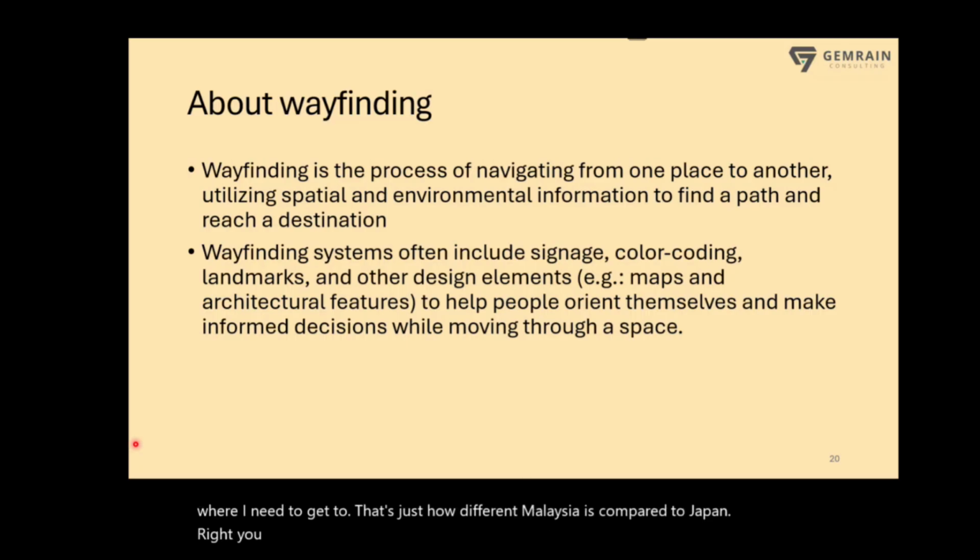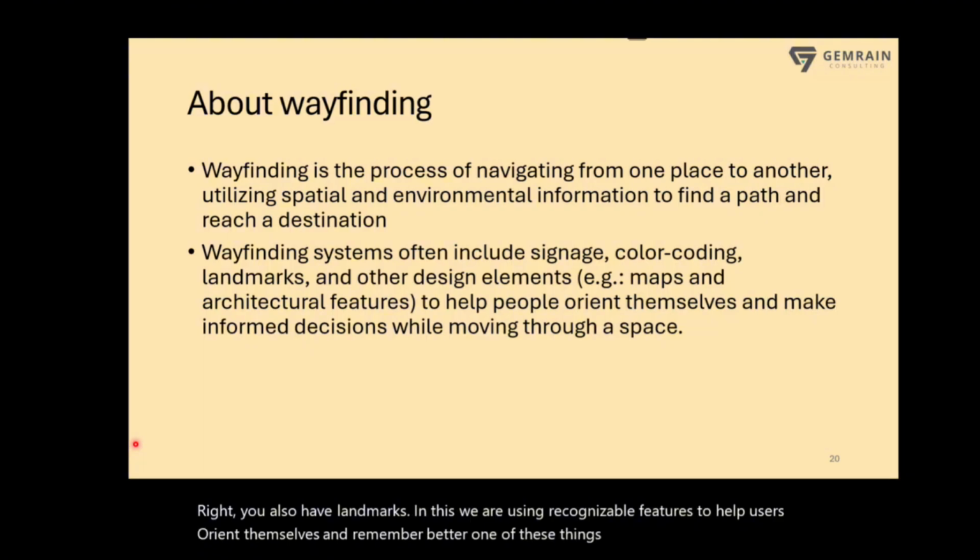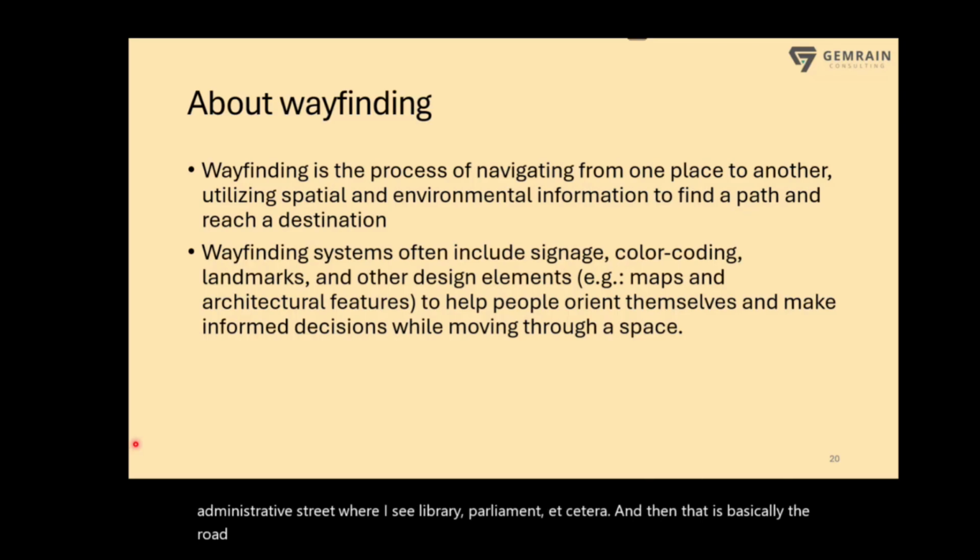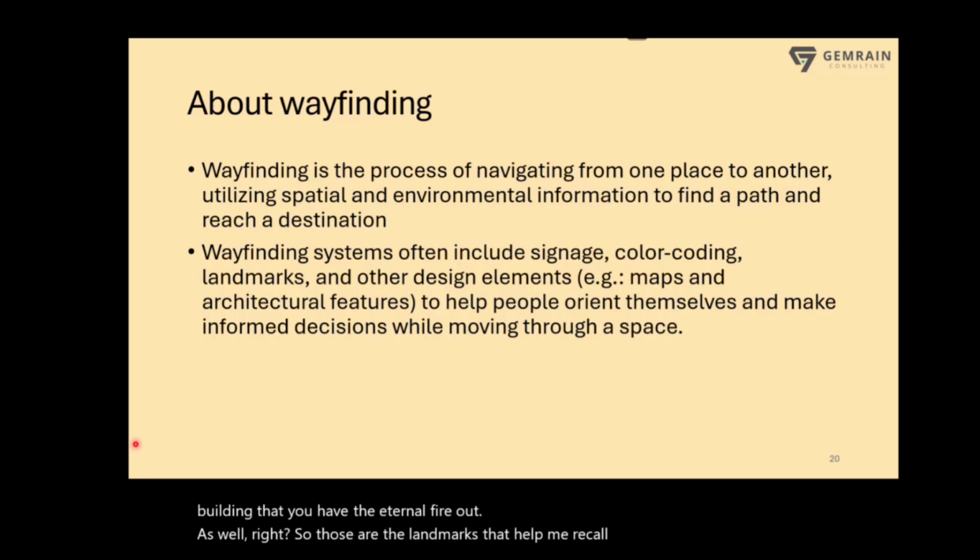You also have landmarks. In this, we are using recognizable features to help users orient themselves and remember better. One of these things is where I was in this Sydney administrative street where I see the library, parliament, etc. And that is basically the road I remember to go to this memorial. I forgot the name, that huge building where you have the eternal fire out there as well, right? So those are the landmarks that help me recall how to go to certain places.